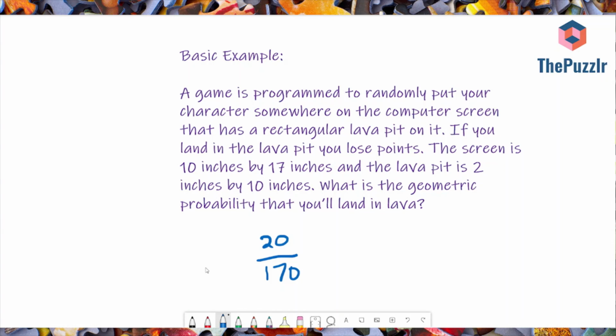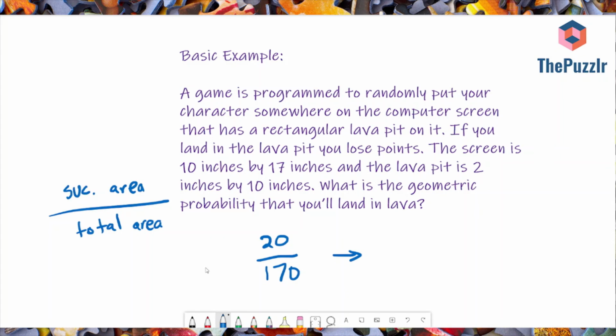So problems like this, you have successful area over total area. And that's our new probability formula for these type of problems. It's just that simple. Let's see the applications though. So this is a simple application.